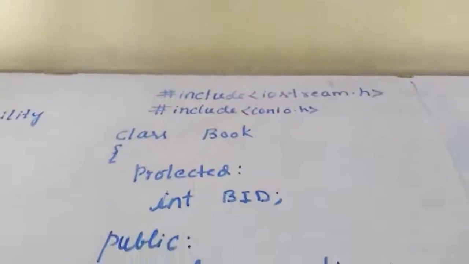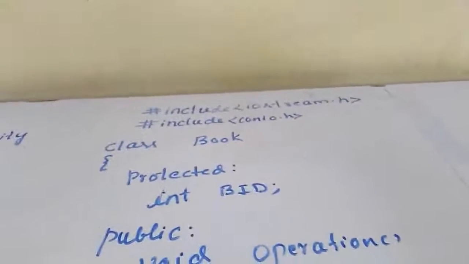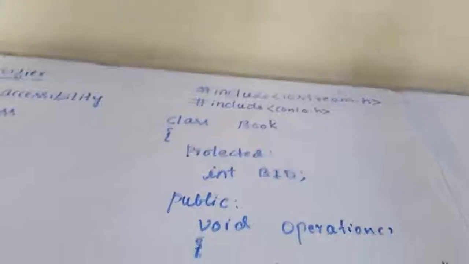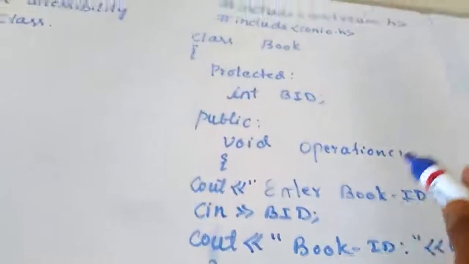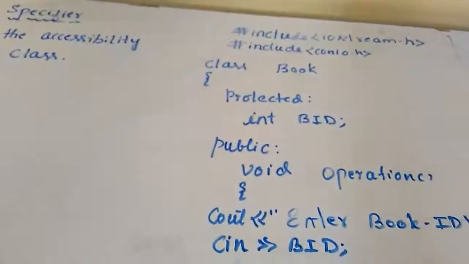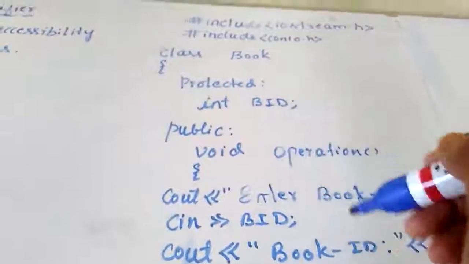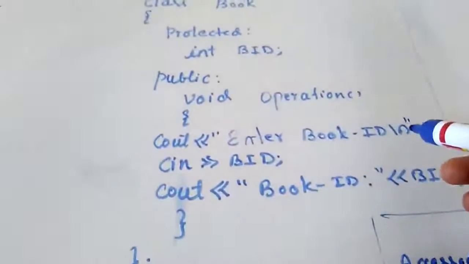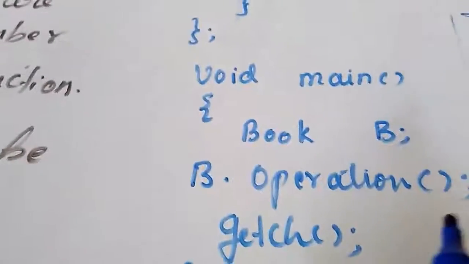In this example, I have taken the same example as before so that you can understand easily what changes you need to make here. See here, class Book. In the protected section, I have taken bookID as a data member, and in the public section, a member function operation. As per the rule, protected members are accessed only through member functions and friend functions. In this example, I am going to explain only the member function, and it cannot be accessed from a non-member function. We have displayed the book ID from this function only. We cannot access BID here because main is a non-member function.